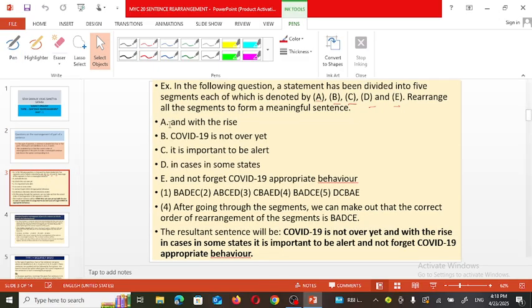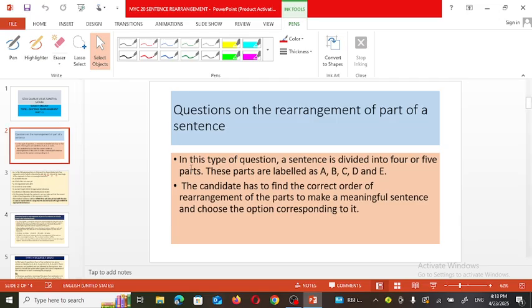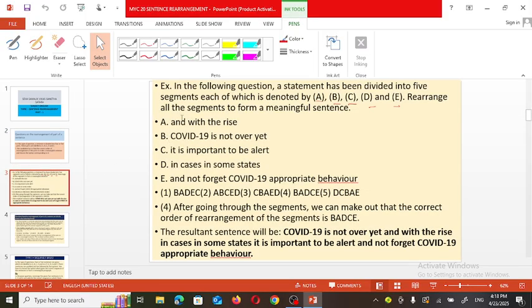For example, here A, B, C, D, E. In these five parts, one sentence is given. Now we have to rearrange these parts so that a meaningful sentence can be formed. In this type of question, a sentence is divided into four or five parts, and these parts are labeled as A, B, C, D, E. The candidate has to find the correct order of rearrangement of the parts to make the meaningful sentence, and accordingly choose the correct option.